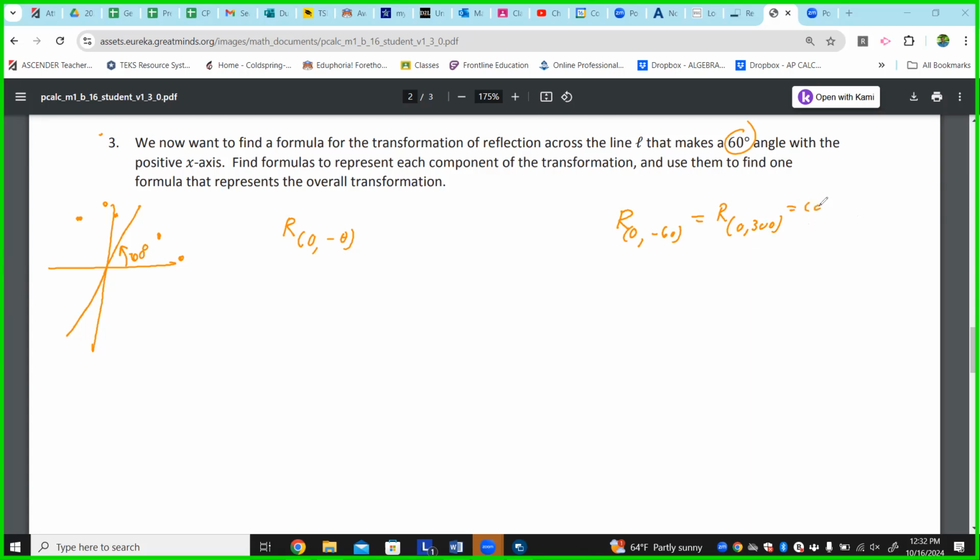Oh, man, it's so hot in here. All right. Do we even have a 240? We do have a 240. So what is my coordinate at 300?